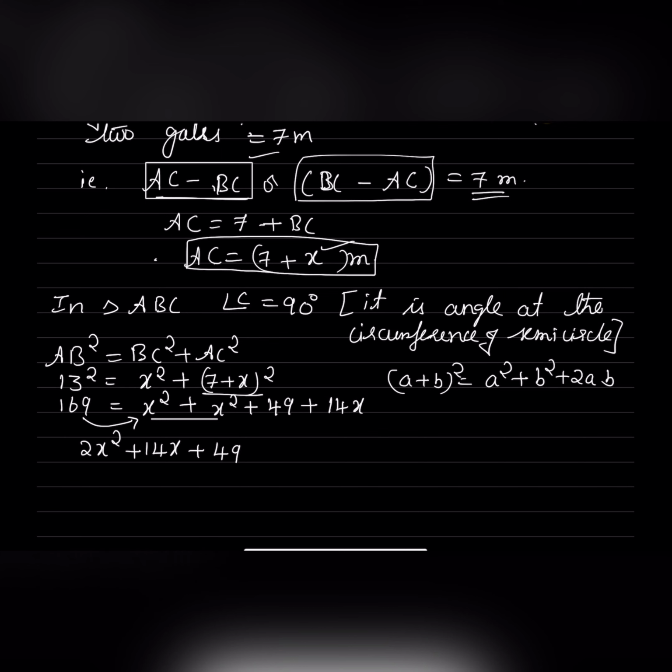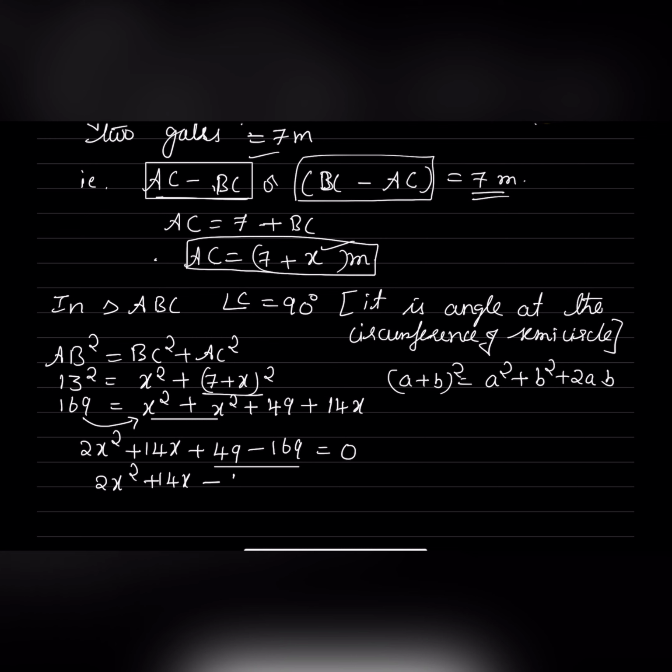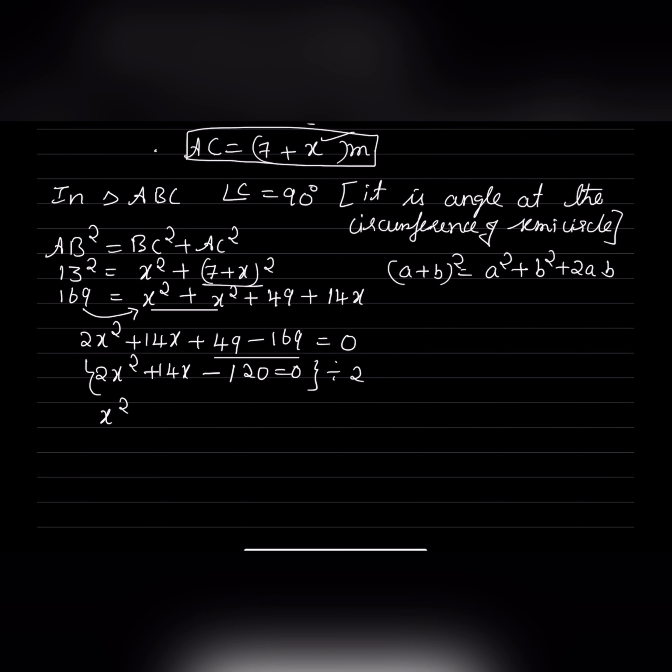Shifting this to the right side, we'll get minus 169 equal to 0. And if we simplify this, we'll get 2x square plus 14x minus 120 equal to 0. Dividing the whole thing by 2 to simplify and make our solution easy, x square plus 7x minus 60 equal to 0.